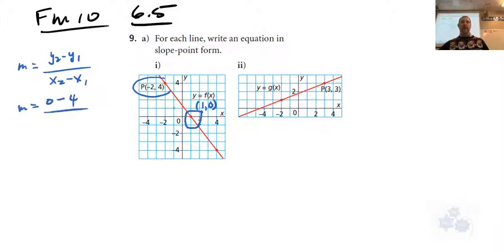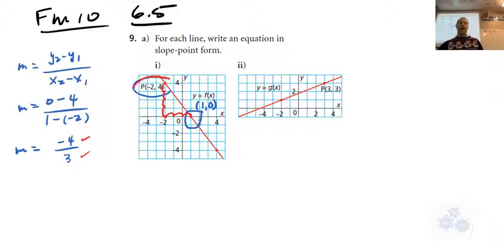Subtract the y values. Then I can go 1 minus negative 2. And that comes out to negative 4 over 1 plus 2, which is 3. Negative 4 over 3. So let's just double check to see if that works. Count rise: down 1, 2, 3, 4, down 4, that's good. And run of 1, 2, 3, that's good too. Everyone see that? That's part 1.